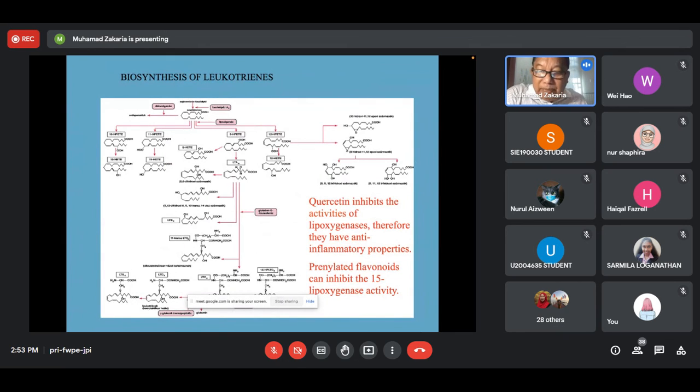Leukotriene, quercetin inhibits activity of lipoxygenase. Therefore, they have anti-inflammatory properties. Prenylated flavonoid can inhibit 15 lipoxygenase activity. So leukotriene activity, prostaglandin activity, metabolism that are found in the cell in our body, they cause inflammation, but they have other functions. Okay, but to reduce the inflammatory activity, the flavonoid play such a vital role, like quercetin.